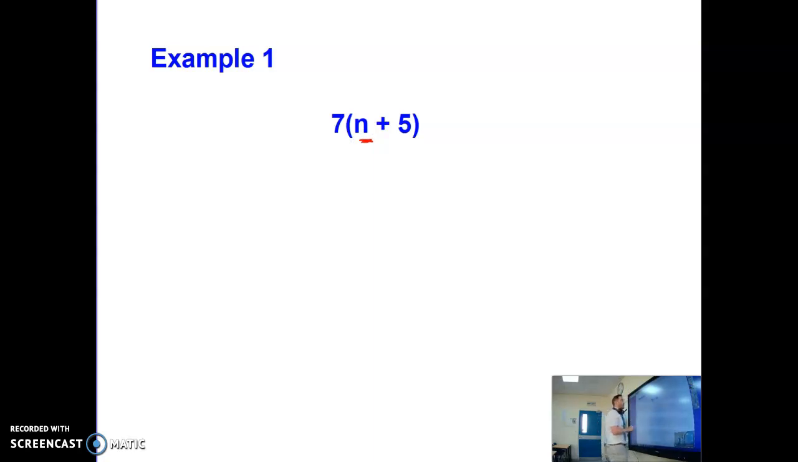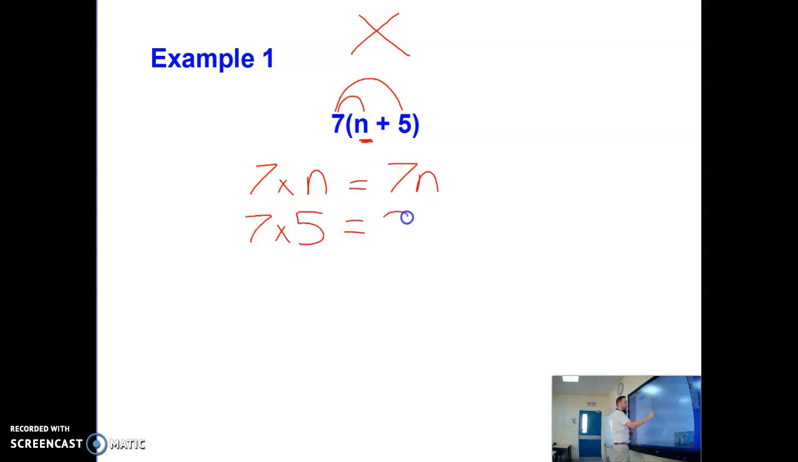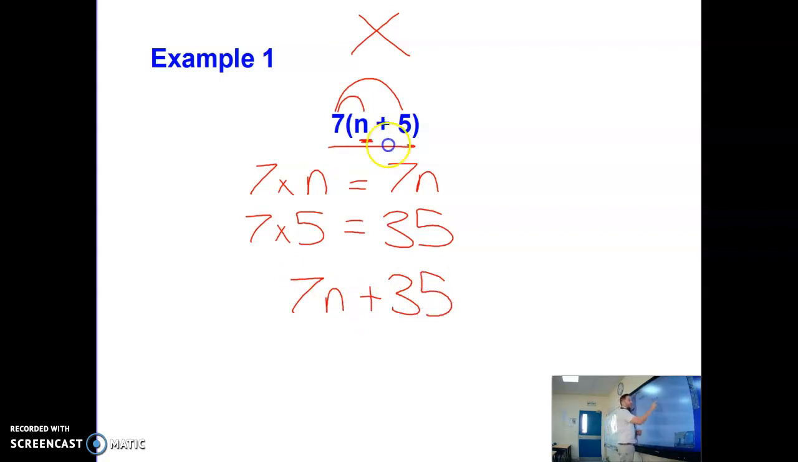So what I'll do is I will expand the bracket. 7 multiplied by n, 7 multiplied by 5. I've got to do those 2 steps. And remember, multiplication, okay? 7 times n, well, that is 7n. 7 times 5, that is 35. And so my final answer is 7n plus 35. And that is equivalent. It's the same as this original expression.